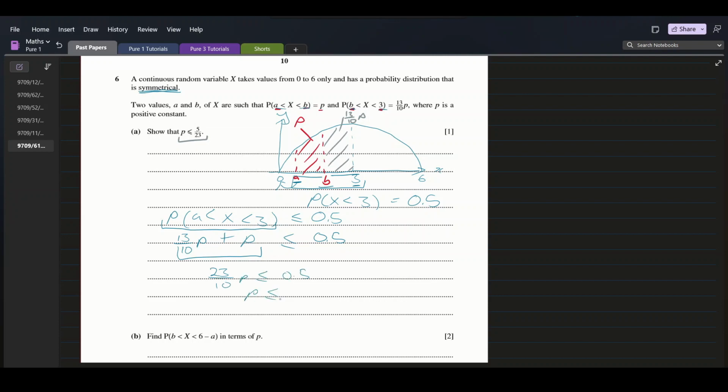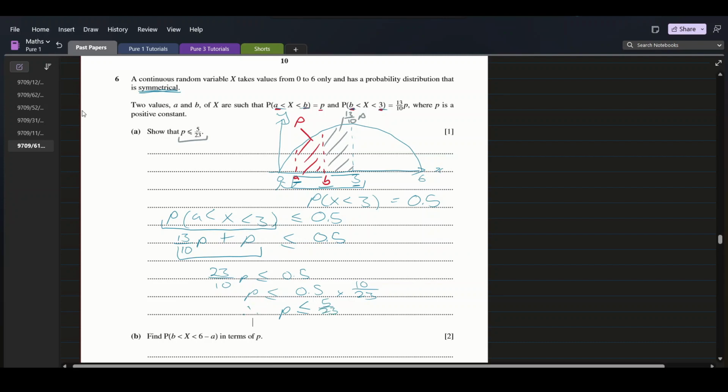So p is less than or equal to 0.5 times 10 over 23. Punch that into your calculator. 0.5 times 10 over 23 gives you 5 over 23. So p is less than or equal to 5 over 23, and that's the final answer.